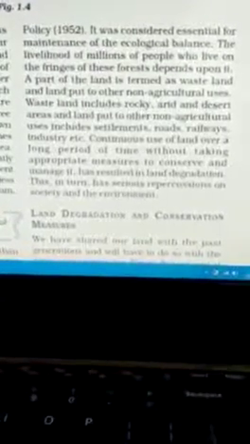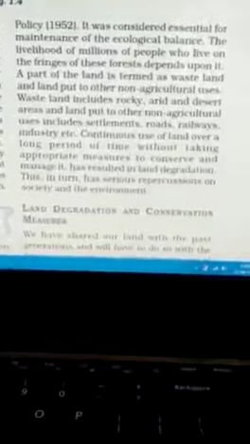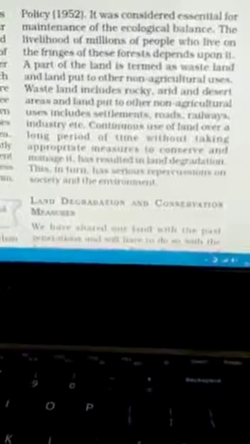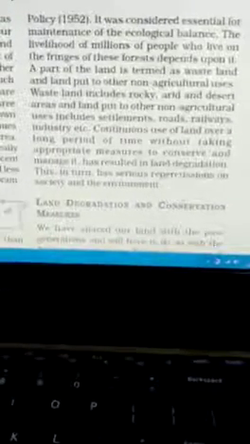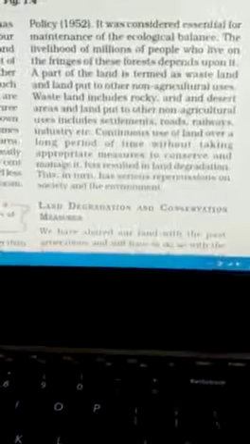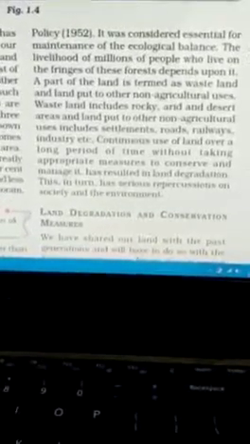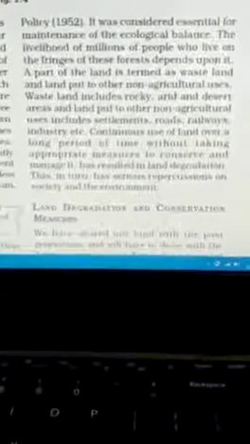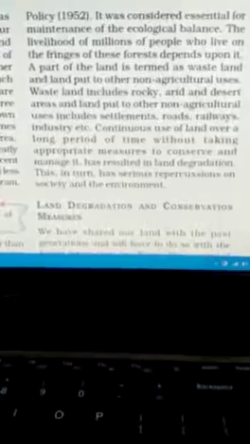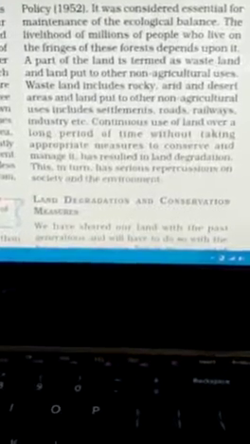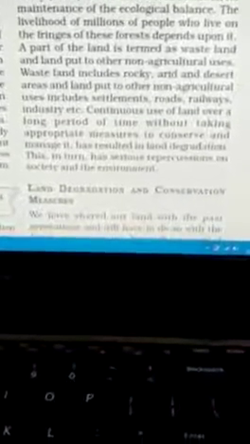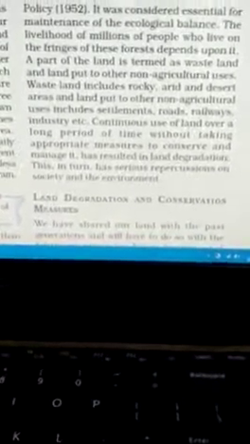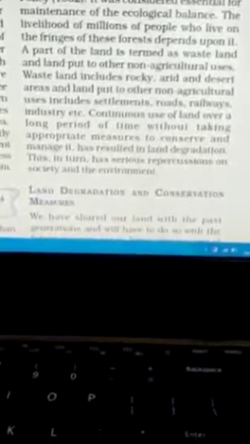A part of the land is termed as wasteland, and the land put to other non-agriculture uses. Wasteland includes rocky, arid and desert areas where agriculture is not possible, nor can it be used for non-agriculture purposes, meaning building of infrastructure, roads, irrigation projects. These are not possible at all, so they cannot be used in any circumstances. And other non-agriculture uses include settlements. We need land for our own settlements, meaning infrastructure, residential purposes, commercial purposes, roads, railways, industries, etc.